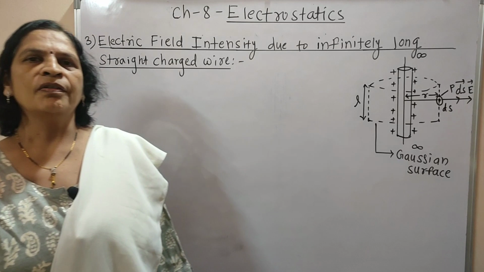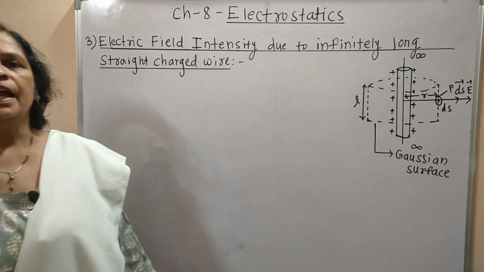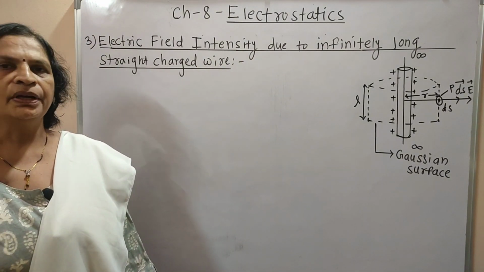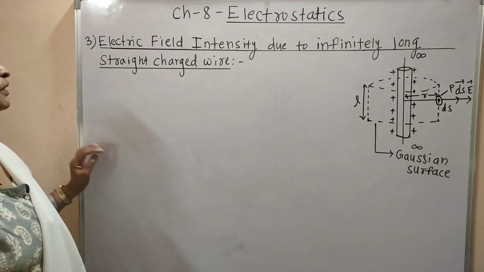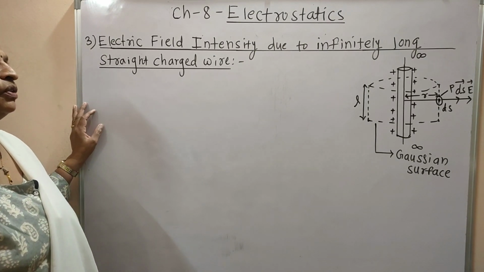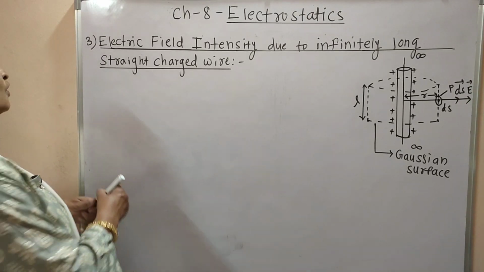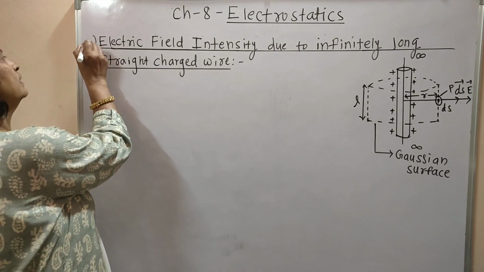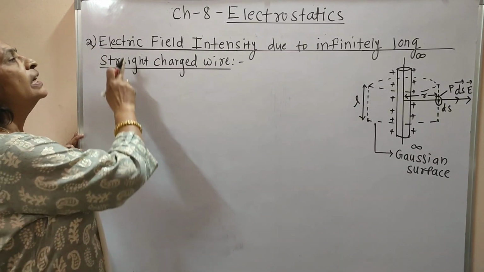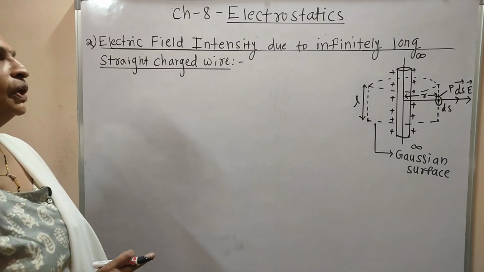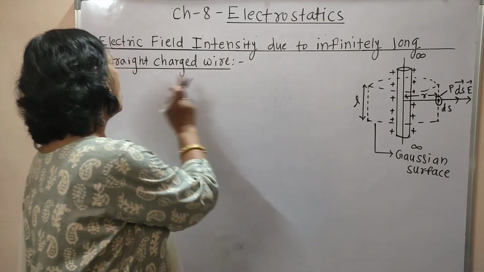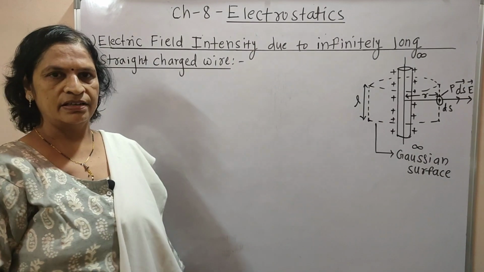We will continue our topic Electrostatics, and today's lecture is lecture number 2. In this lecture, we will study the second application and third application of Gauss law, and the second application is electric field intensity due to an infinitely long straight charged wire.